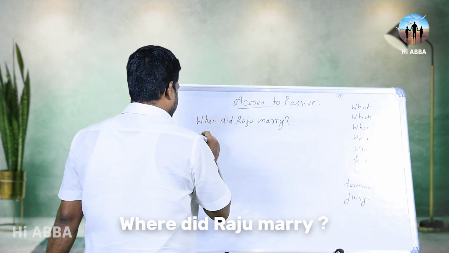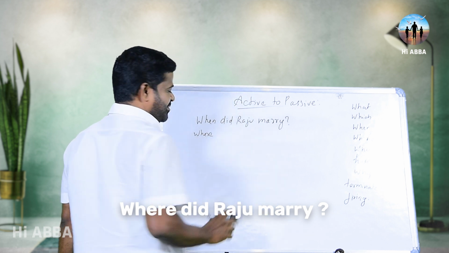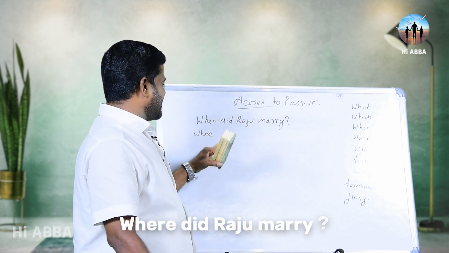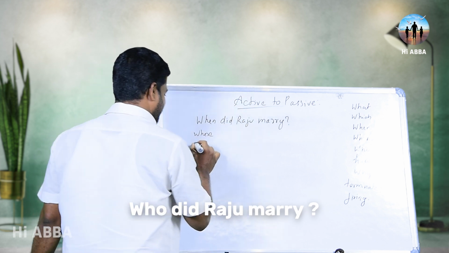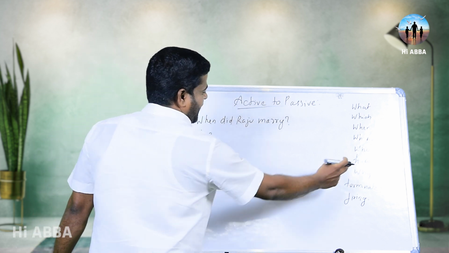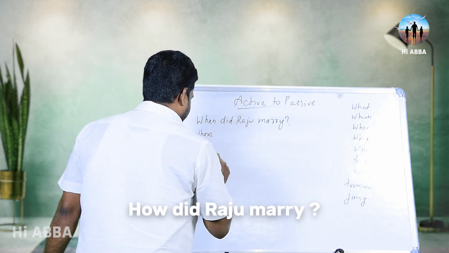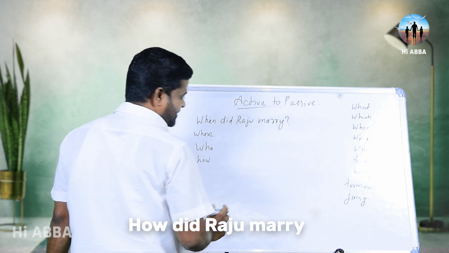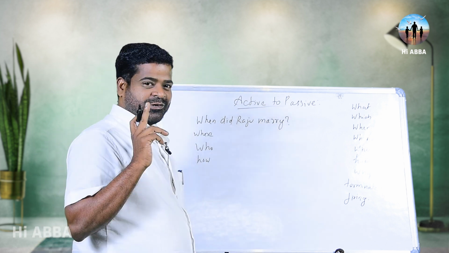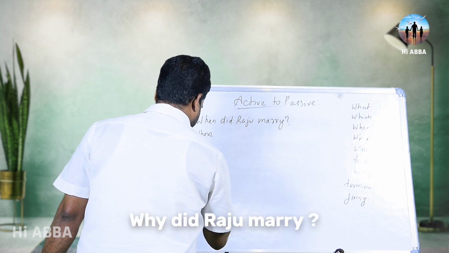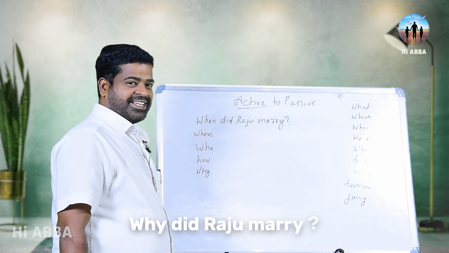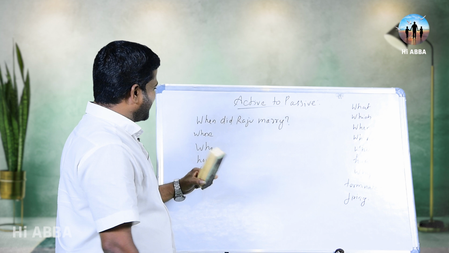Where did Raju marry? You can write, because maybe in a temple or in a register office. Who did Raju marry? You can write. Or how did Raju marry? You can write. And why did Raju marry? $1,000 question. Why did he marry? You can write that also.